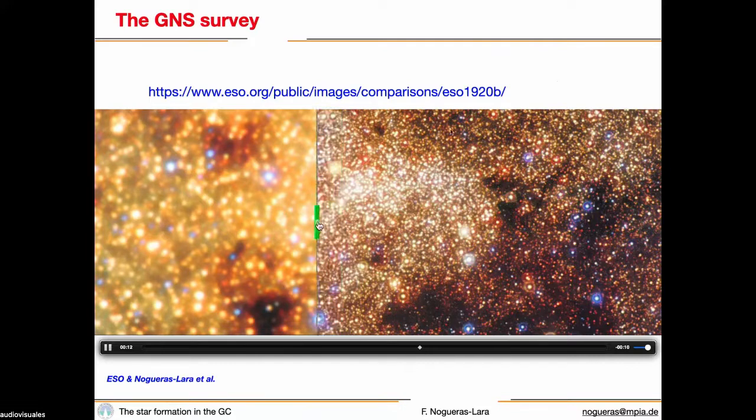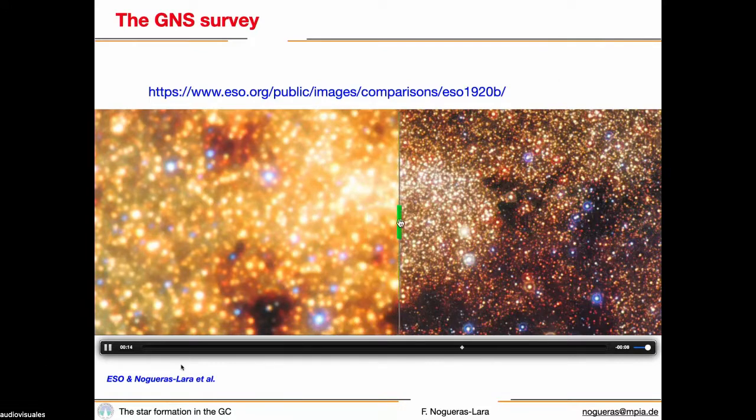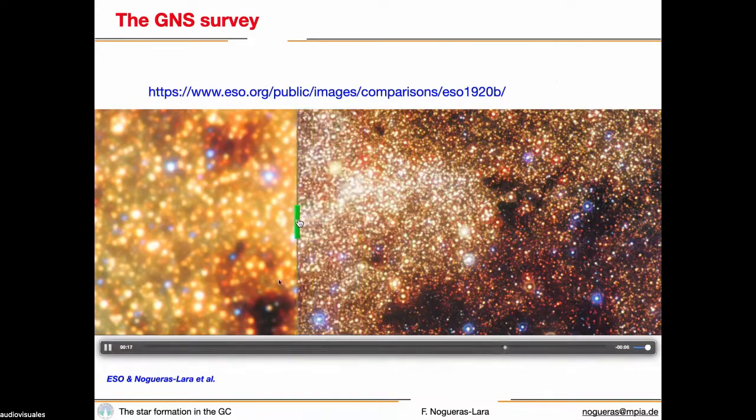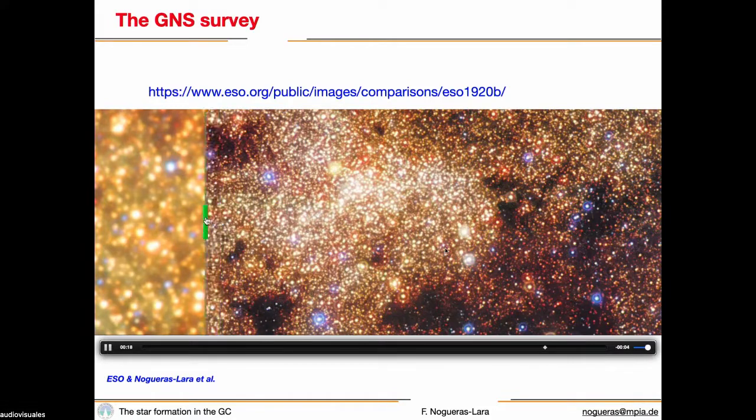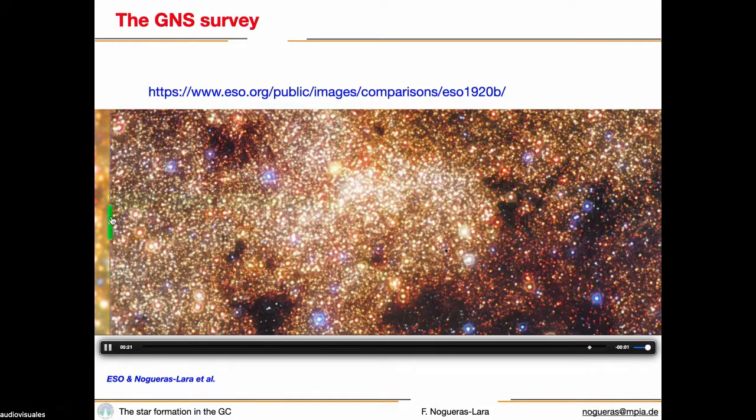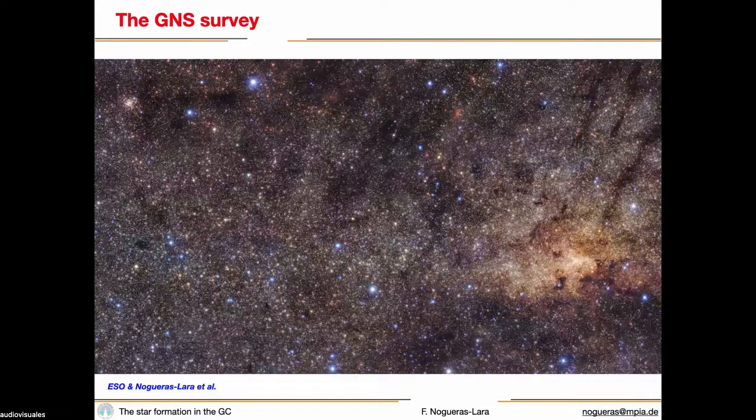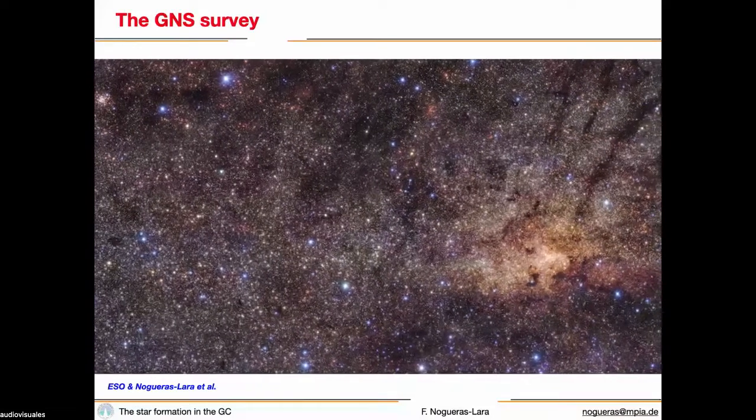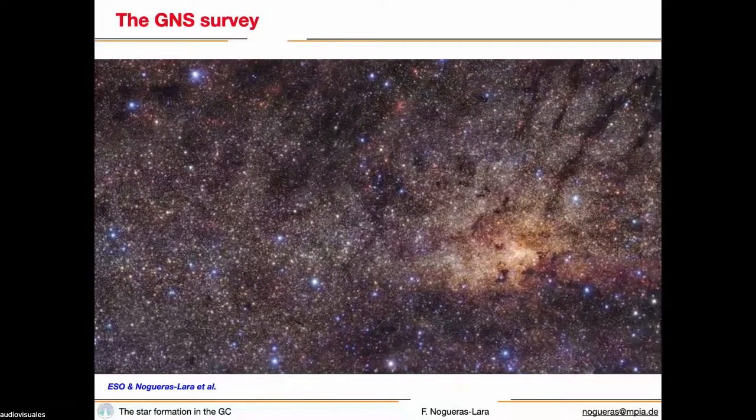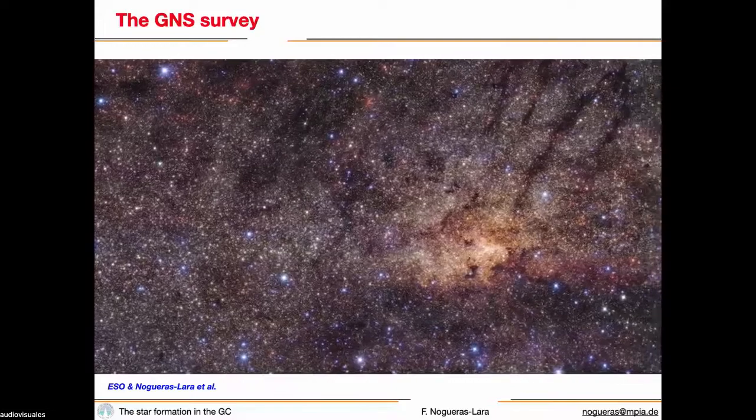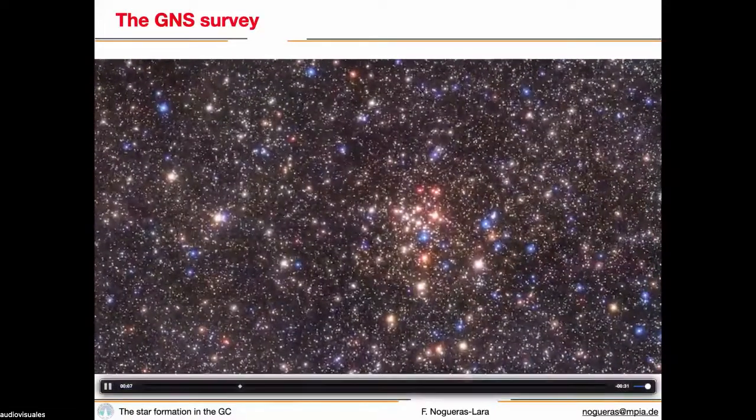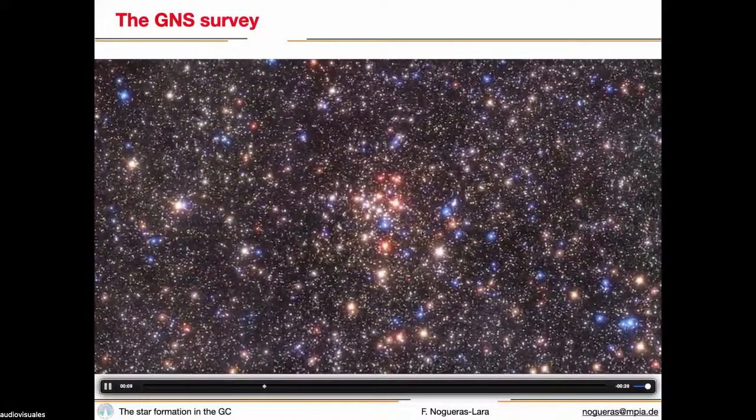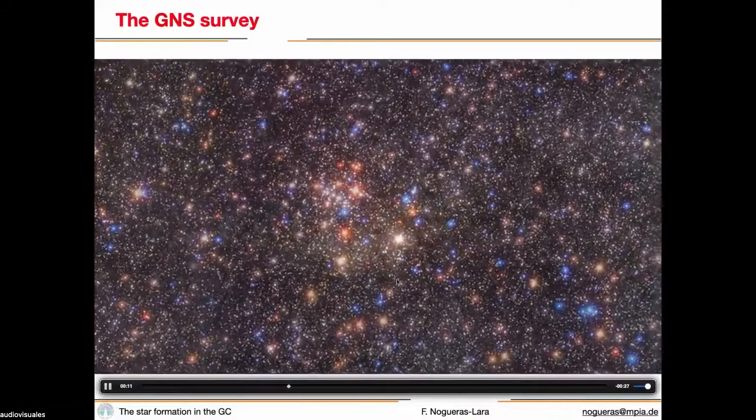So this slider was prepared by ESO for a press release that we had in 2019. And it's impressive how we are really able to see many more stars using this. And this also applies for the other regions, but it's less spectacular than here. And now, finally, this is like a walk around the galactic center. So this is the central field of the Galactic Nucleus Survey. Here you can see some of the clusters that we have. We know this is Quintuplet, and you can see many stars.